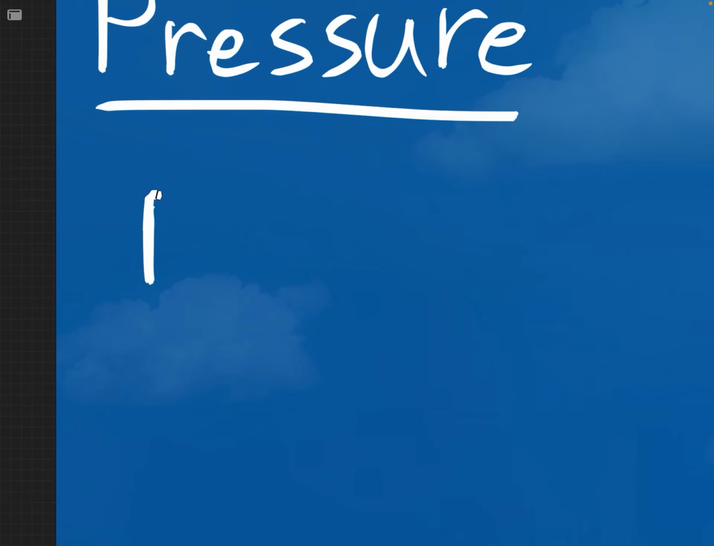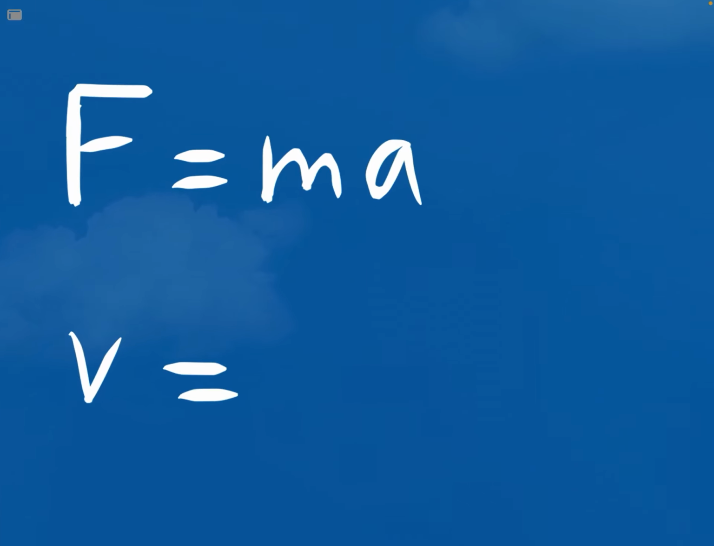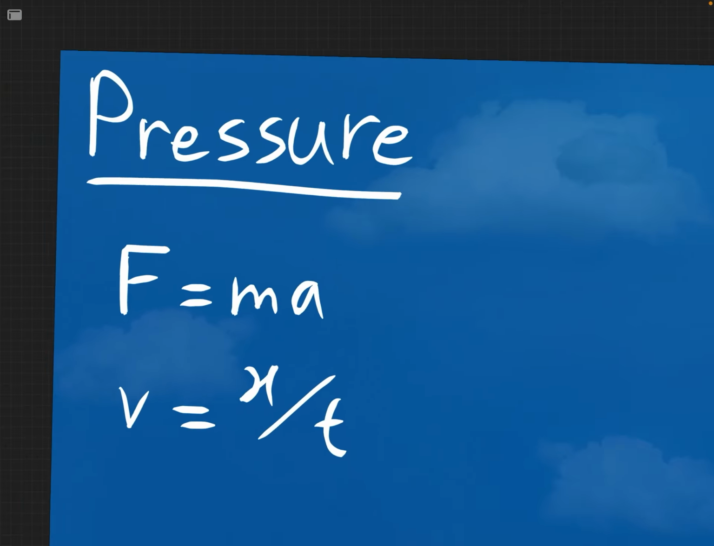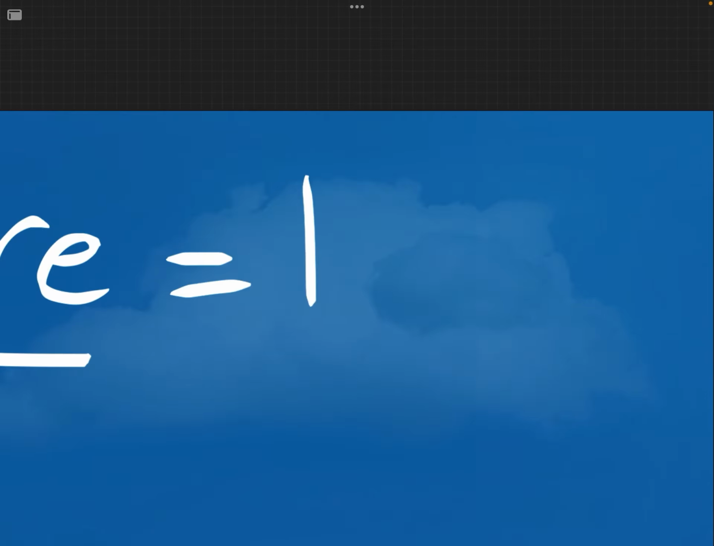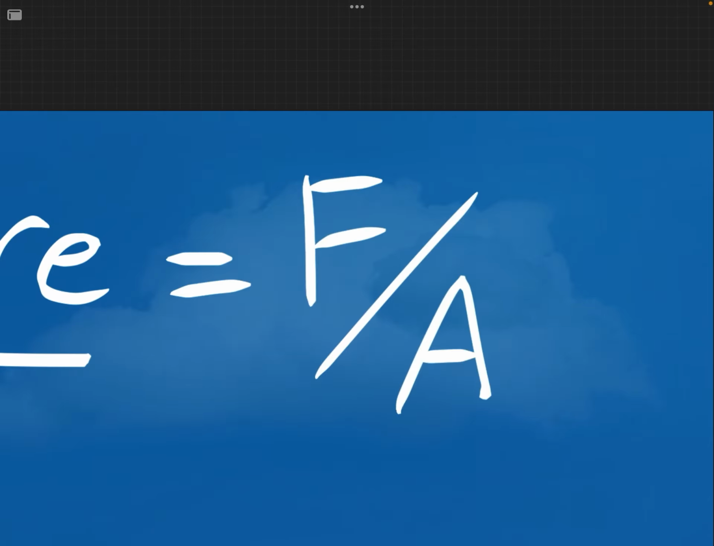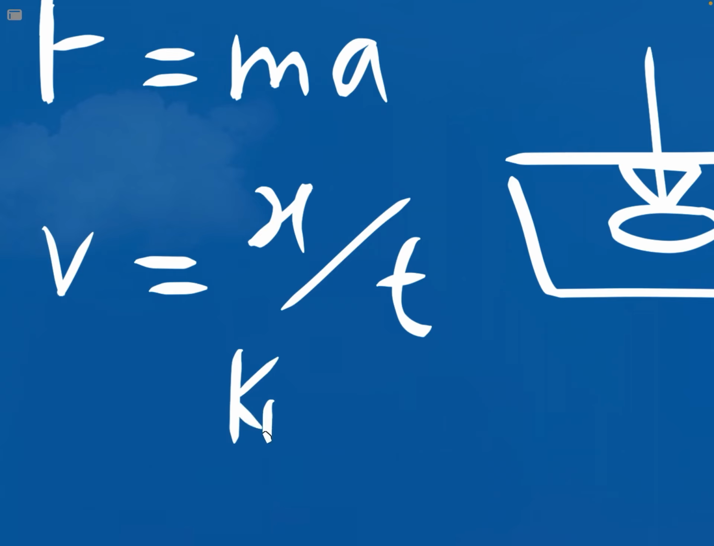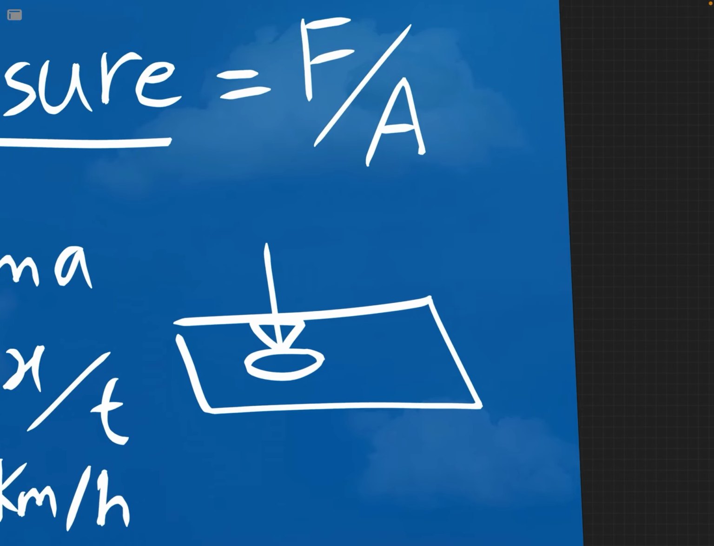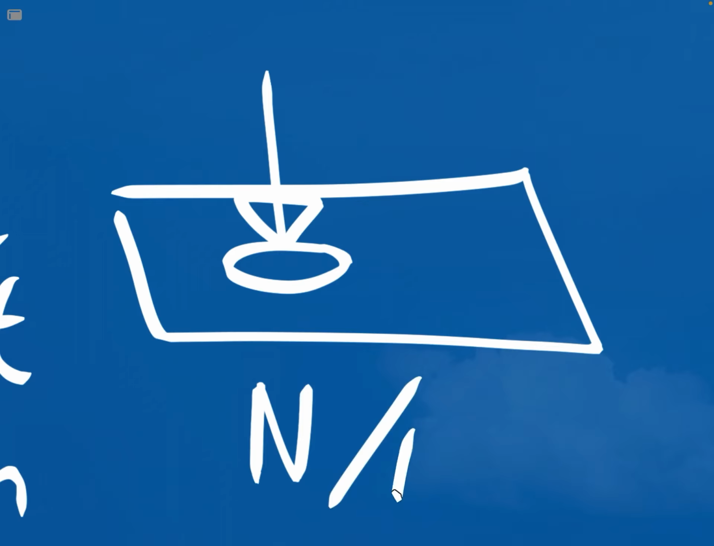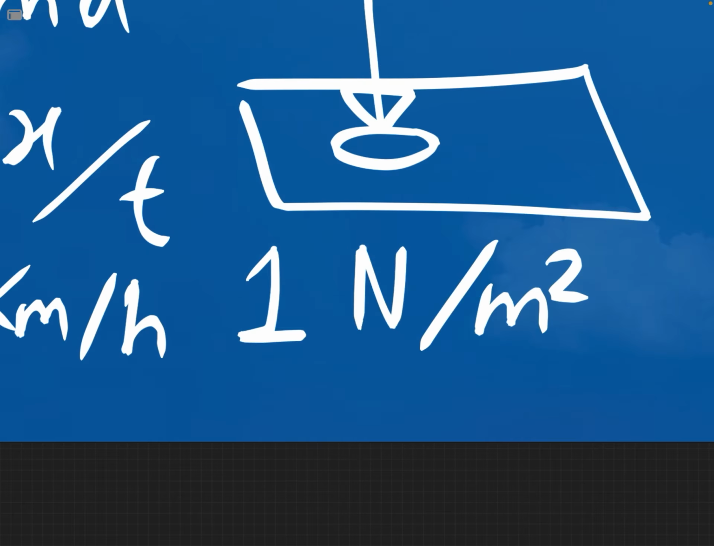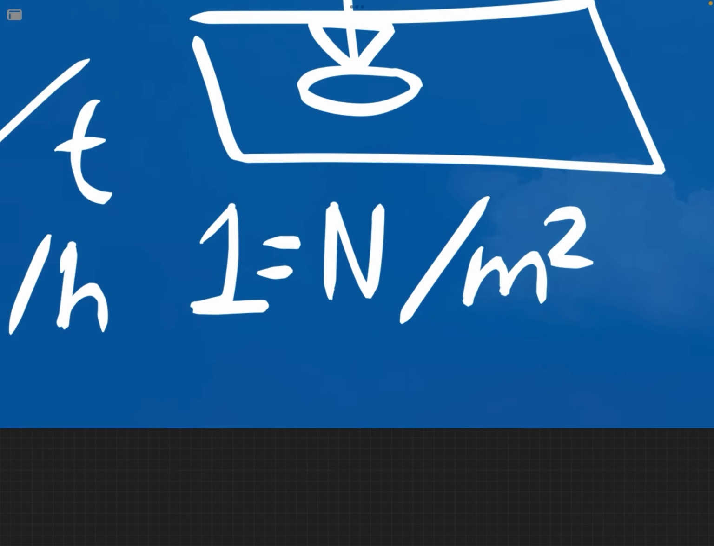It's similar to something like force or velocity, where force might equal mass and acceleration and velocity might equal distance over time. Pressure is equal to force over area. So we use pressure to measure the amount of force on a surface per area. And just like we might have kilometers per hour, with pressure we have newtons per meter squared. 1 newton of force per meter squared can also be expressed as 1 pascal of pressure.